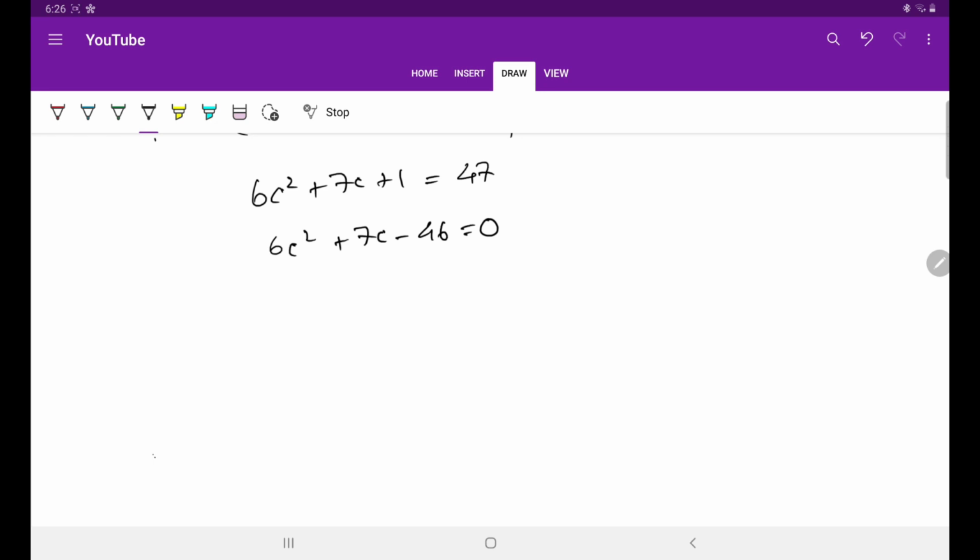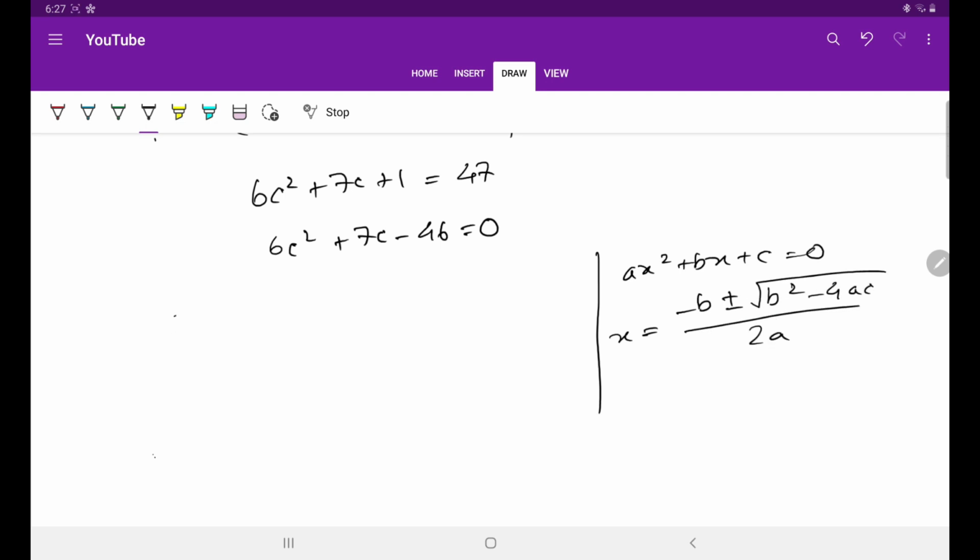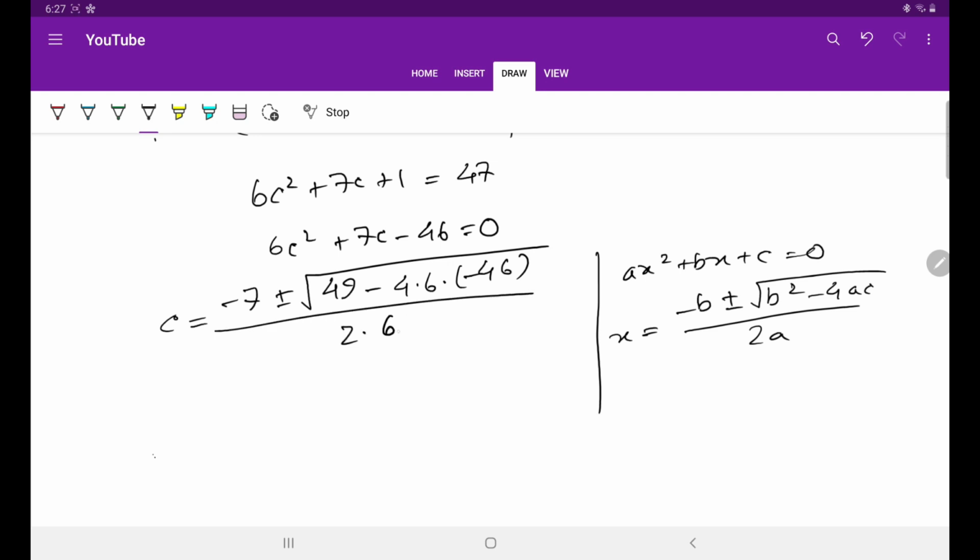So now you can see that this one is very complicated to find out the root, but what do we know? For x square plus bx plus c equal to 0, x equal to minus b plus minus square root of b square minus 4ac, divided by 2a. So yeah, we can apply that here as well. So minus 7 plus minus the square root of 49 minus 4 times 6 times this one, and 2 times 6.